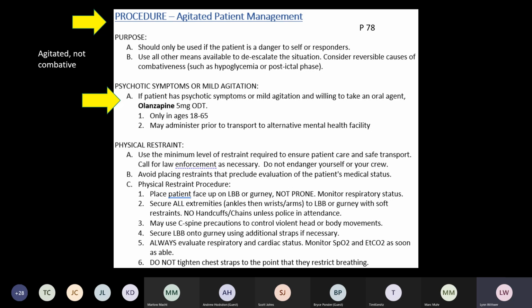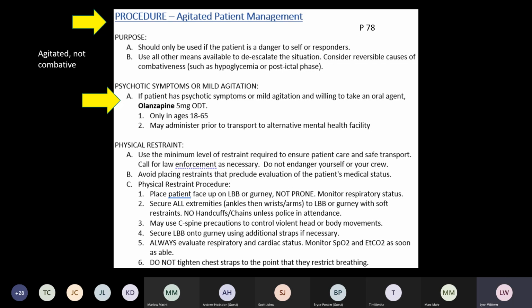So if the patient is totally uncontrollable, totally agitated, and you do not have enough manpower or police assistance to restrain them safely for yourself, then do not put yourself or your partners at risk. You may disengage. Sometimes that improves the situation.